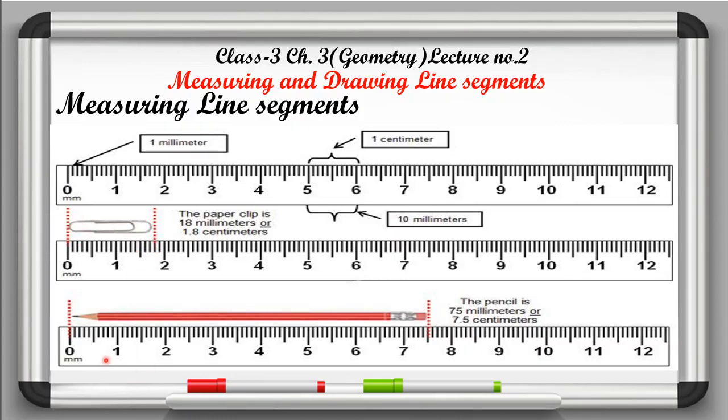Understood? Like this, here we have a pencil. Now we will measure the length of this pencil. Here we will start from 0. So 1, 2, 3, 4, 5, 6, 7 centimeters completed. And we have to count now how many millimeters are there. After 7, 7.1, 7.2, 7.3, 7.4, 7.5. So what is the length of this pencil? That is 7.5 centimeters. Understood beta? This is how we can measure the length of any line segment.